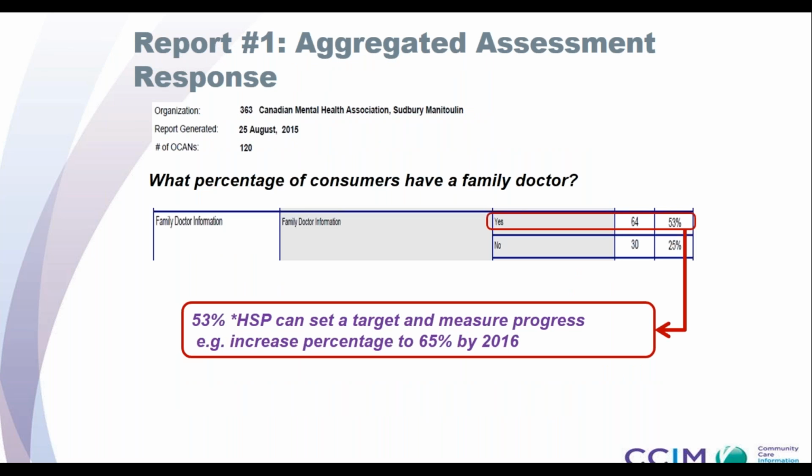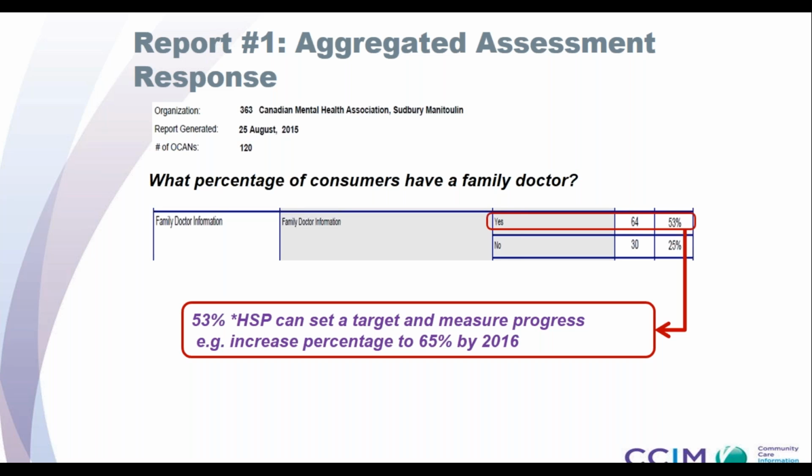The first one is report number 1, and this is an aggregate assessment response. What that means is it takes every single element of the raw elements in OCAN, and it gives you a total count as well as a percentage of each of the responses. So I'm going to give you an example of one piece. It's a very long report because it's every single data element.